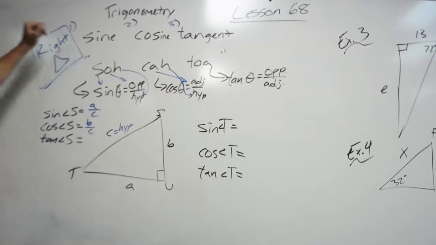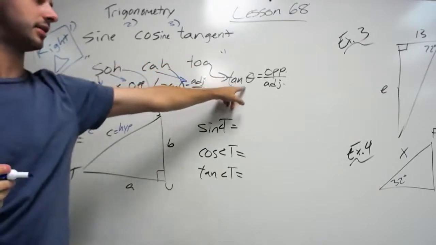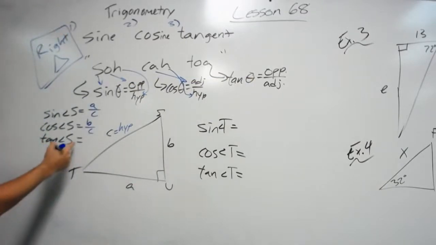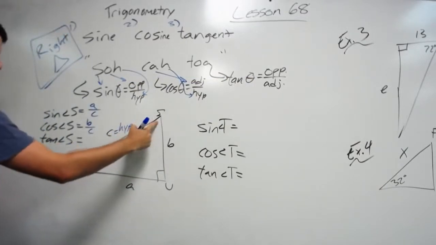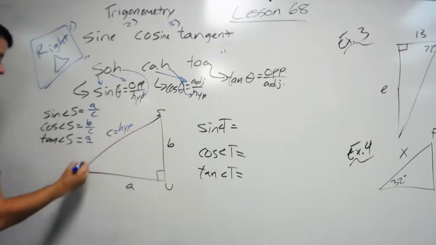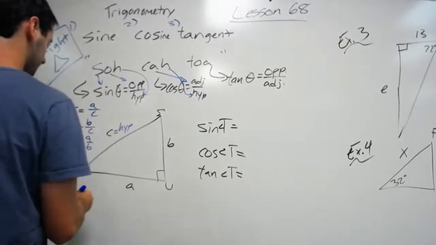And then our last one is TOA, tangent, and that means tangent of theta equals opposite over adjacent. So tangent of angle S: the opposite of S is A, and adjacent to S would be B. So those are your three different trigonometric ratios, and that's for angle S. Well, let's do angle T and see how it changes.